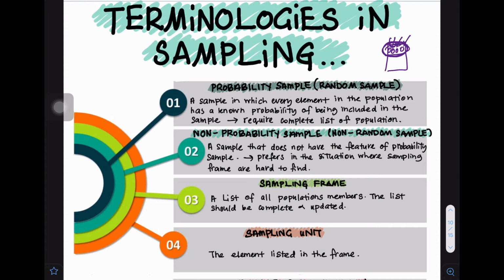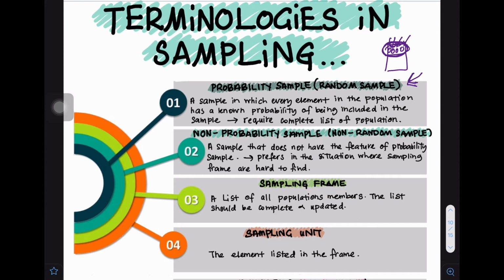Okay, non-probability sample is the opposite of probability sample. We call it a non-random sample, where a sample does not have the feature of a probability sample, maksudnya semua sampel-sampel yang tidak mempunyai sifat sebagai probability sample ataupun random sample, dia adalah non-probability sample. Okay, preferred in the situation where sampling frames are hard to find.